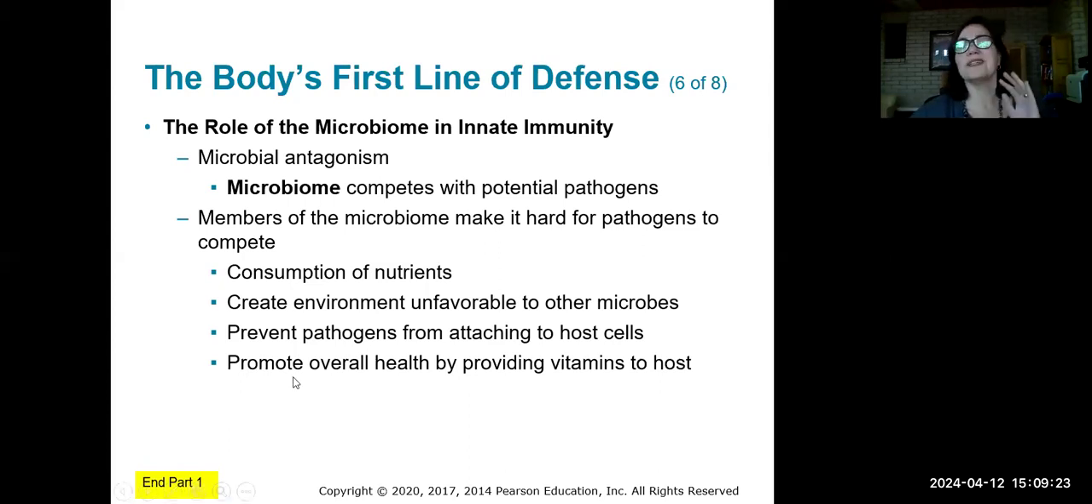And in case it wasn't obvious, we do depend on some of these microbes. For example, some of the microbes that live in the gut provide vitamins. Vitamin K is one example that's necessary for blood clotting, and we get that from these microbes.